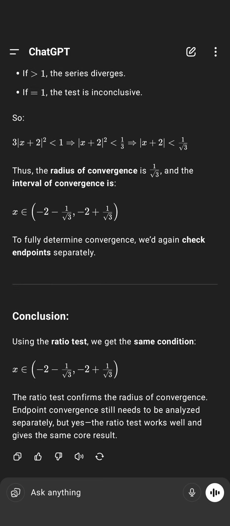We fully determine convergence. Again, we check endpoints separately. Conclusion: using the ratio test, we get the same condition. x is an element of (−2 − 1/√3, −2 + 1/√3). The ratio test confirms the radius of convergence. Endpoint convergence still needs to be analyzed separately, but yes, the ratio test works well and gives the same core result.